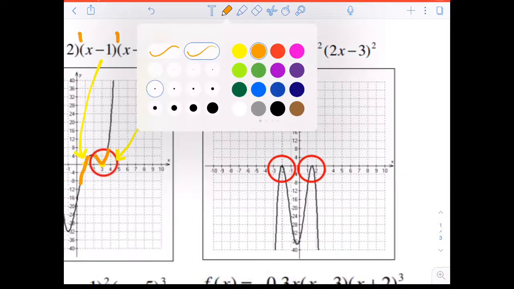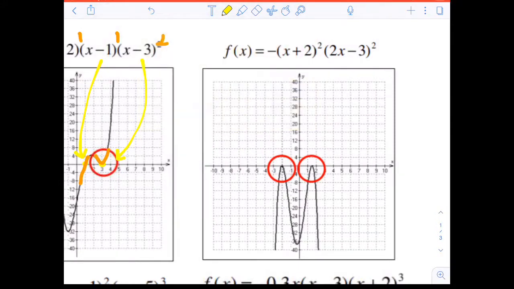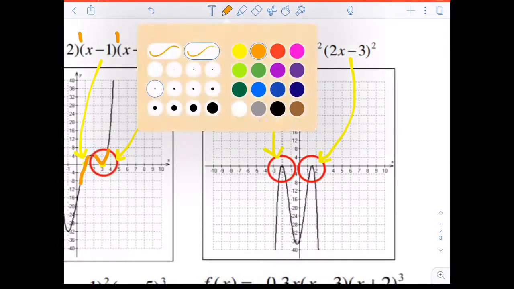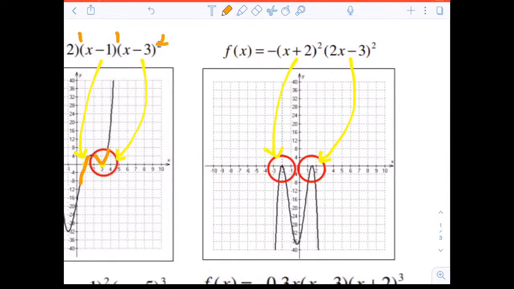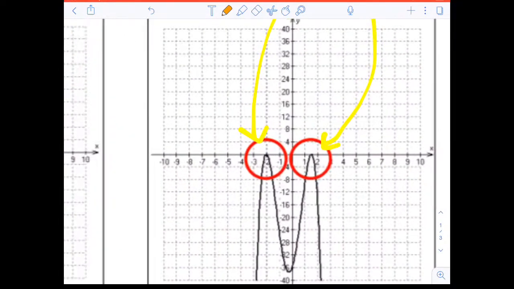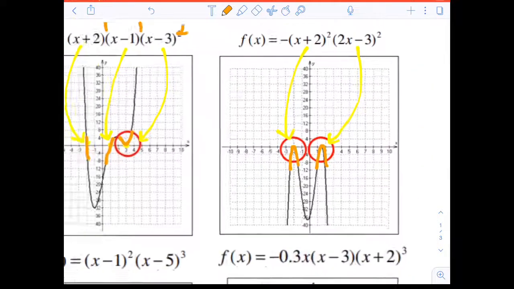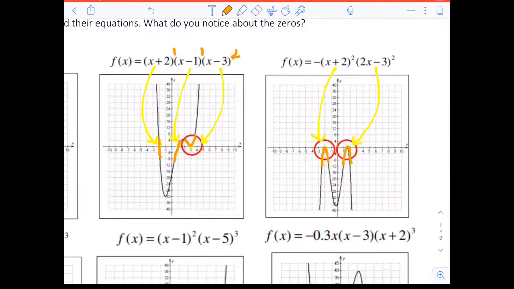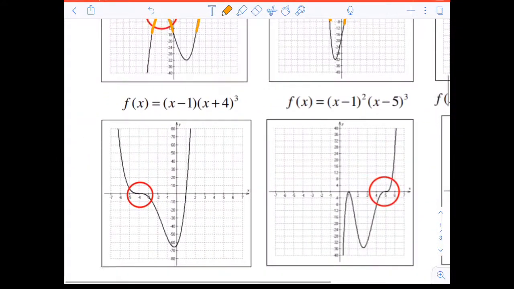These ones here only have two x-intercepts, one of them at -2, one of them at 1.5. Both of them have an order of 2, so it should act like a quadratic at both of those x-intercepts. Now you're probably getting the idea, but I'll look at a few more here.